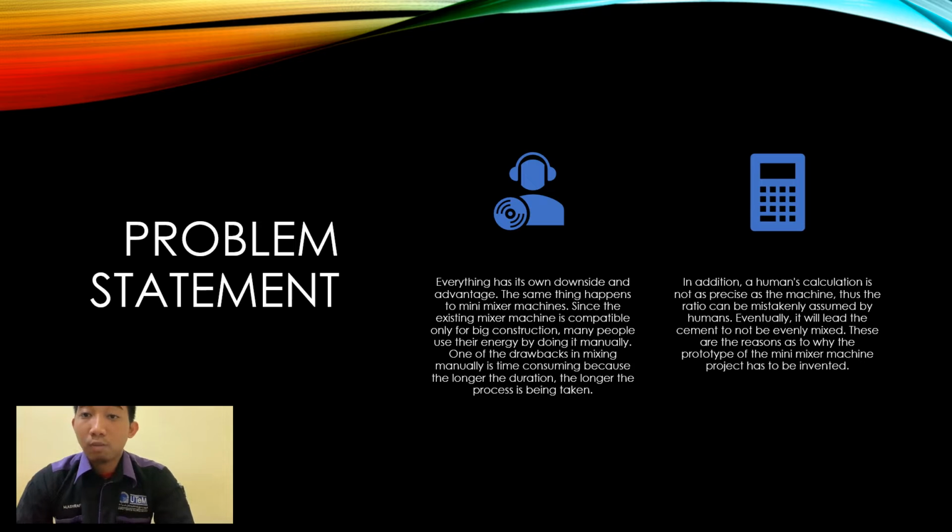So we go to the problem statement. Since the existing mixer machine is suitable for big construction, people will use their energy manually to mix cement for small construction, which makes it take longer to make a perfect cement. In addition, human calculation is not as precise as the machine, thus a ratio may be mistakenly assumed by humans. Eventually, it will lead the cement to mix unevenly. These are the reasons why the prototype of the mini mixer machine must be invented.